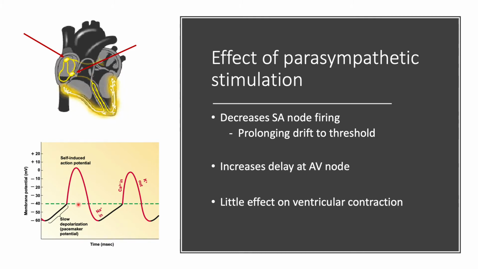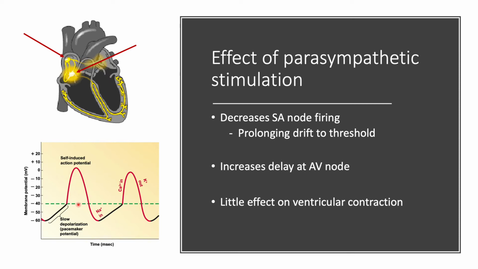Okay? The other thing we can do is increase the delay at that second node, the atrioventricular node, the AV node. And you can think, if we're slowing the rate of the heart, we also have to increase the delay at the AV node to proportionally space out the atrial and ventricular contractions. So we decrease firing at SA, we increase delay at AV, and we also see here that with a parasympathetic response, we do not see effect on the ventricular contraction. So the force of the contraction does not change much.